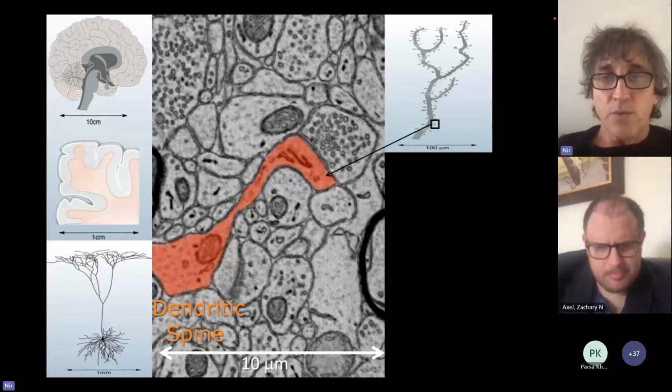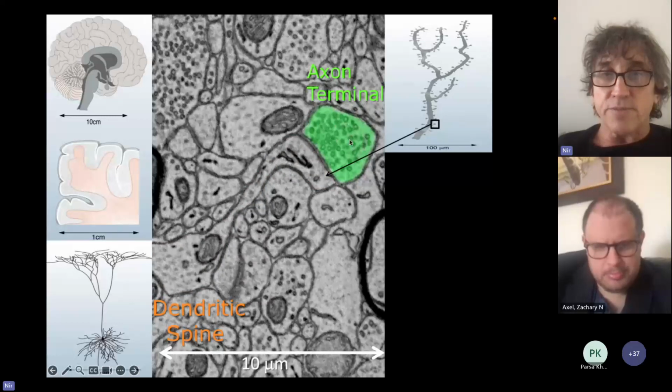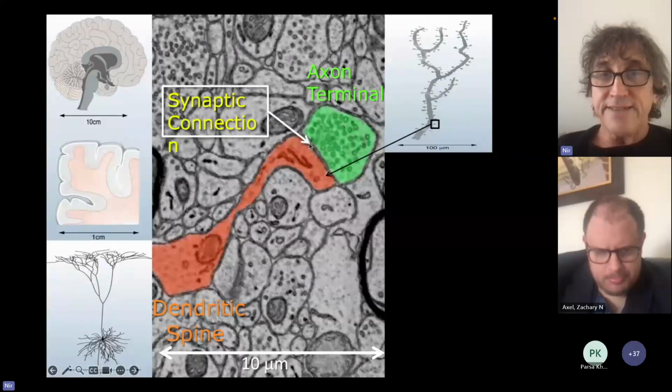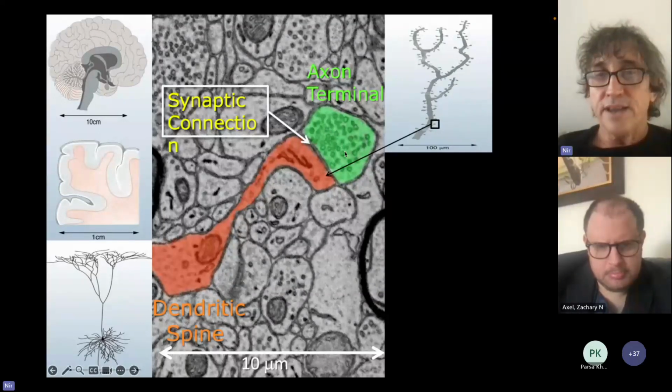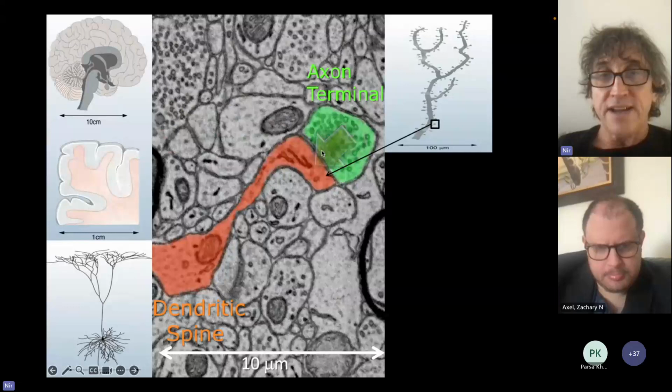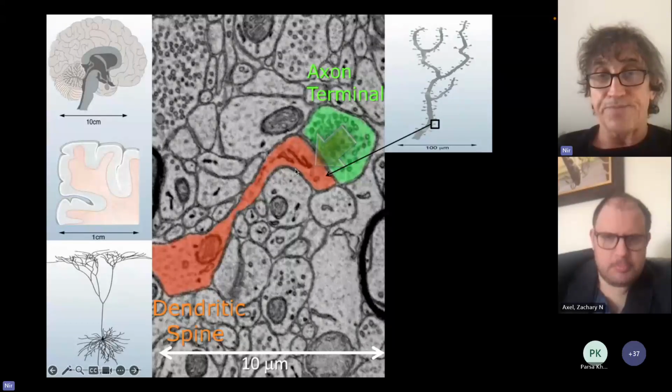So what do we see here? This is the dendritic spine that I talked about. This is the axon terminal, and in it you can see the vesicles. And this is the synaptic connection between them. What's happening here is that these little vesicles will open up and send a signal down here. That's essentially how the axon and the dendrite of these two neurons talk to each other.